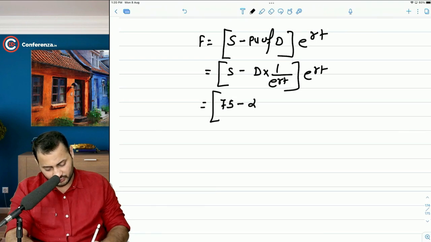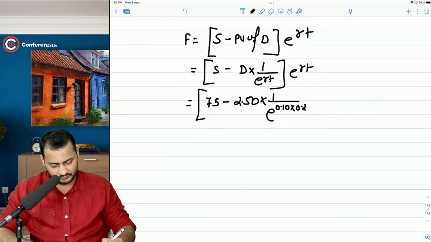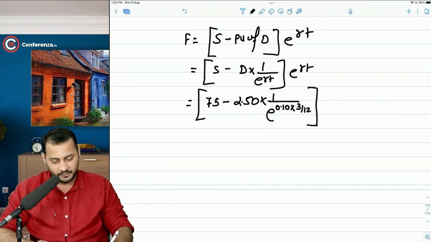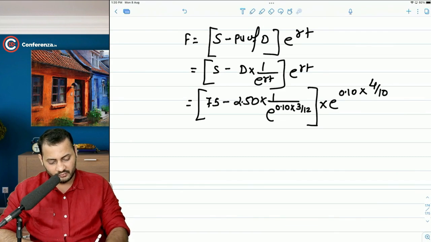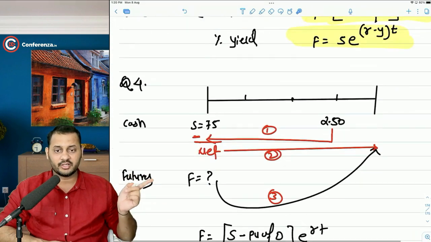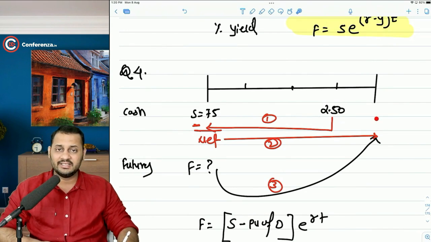75 rupees minus 2.5 rupees of the dividend into 1 divided by e to the power, rate of return is 10% and the time is 0.25, that means 3 by 12. Can I write it like this? 3 by 12, because I have to discount the dividend only by 3 months, multiplied by e to the power 0.10 rate of interest, multiplied by 4 by 12. Why 4 by 12? Because I have to take all the figures from 0th to the 4 months time, because the forward contract is for 4 months. So I have to calculate the outflow in the spot market at the end of the 4 months if I do the same transaction. So this net amount should be taken to the 4 months end.